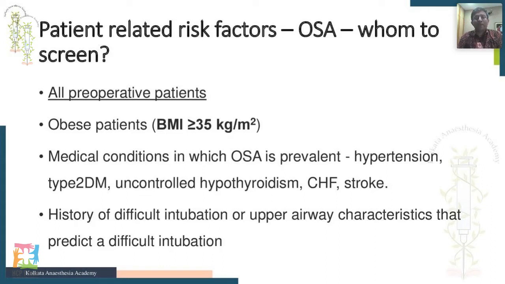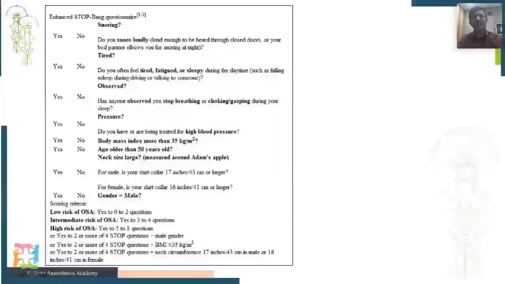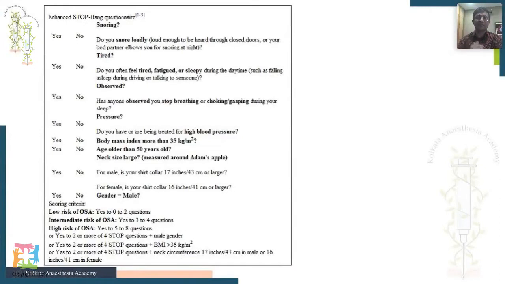So, whom to screen? Possibly all, with preoperative questionnaires, and definitely those who have a BMI of above 35. But if you have a patient who is hypertensive with diabetes, uncontrolled hypothyroidism, a history of stroke or a history of heart failure, I think OSA screening should be mandatory. Any history of difficult intubation, or a predictor of difficult intubation from your examination, should also undergo OSA screening. So how is the screening questionnaire done?